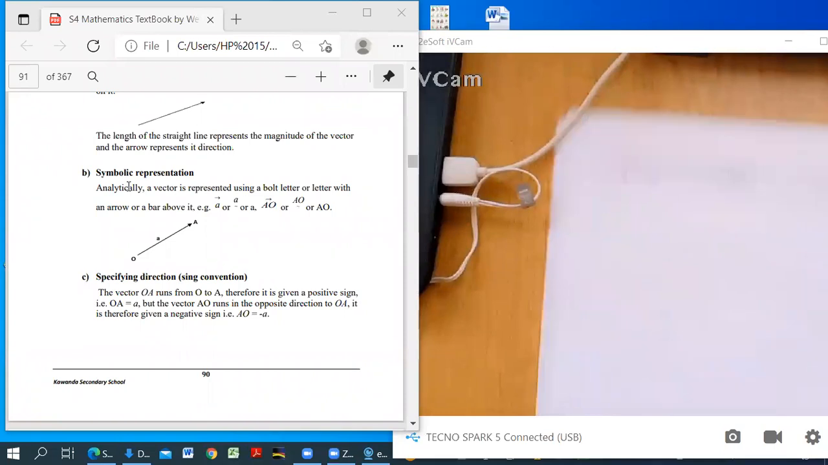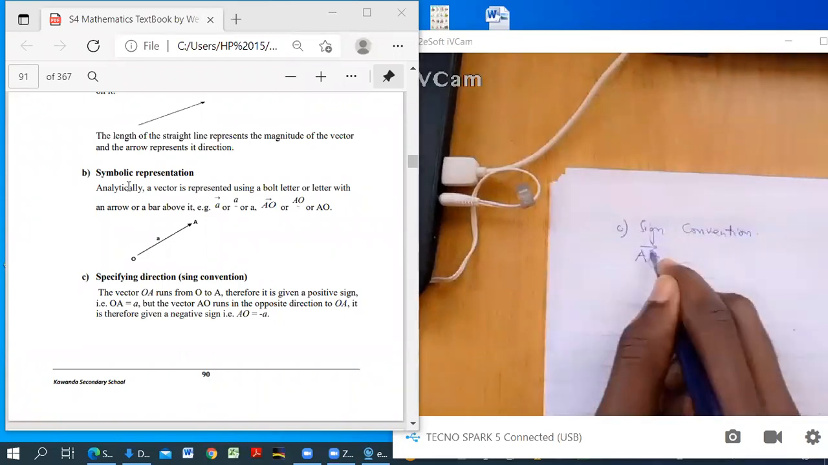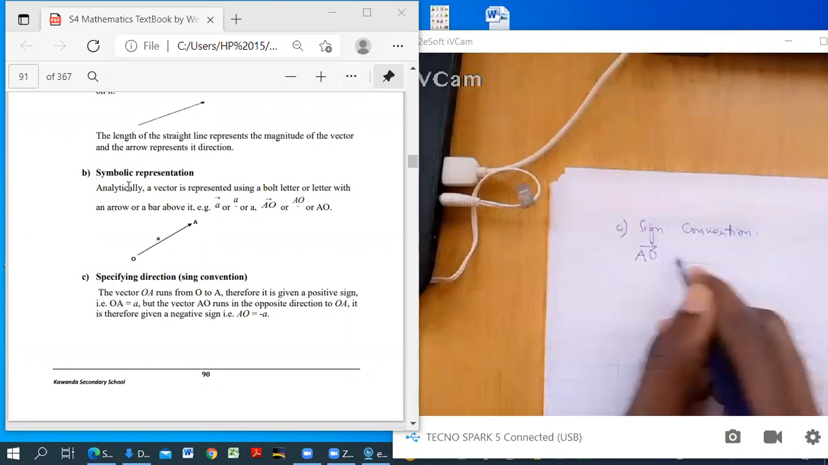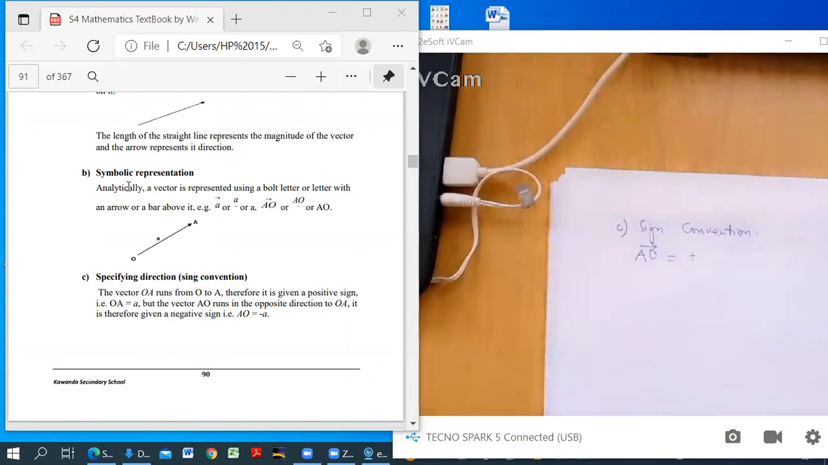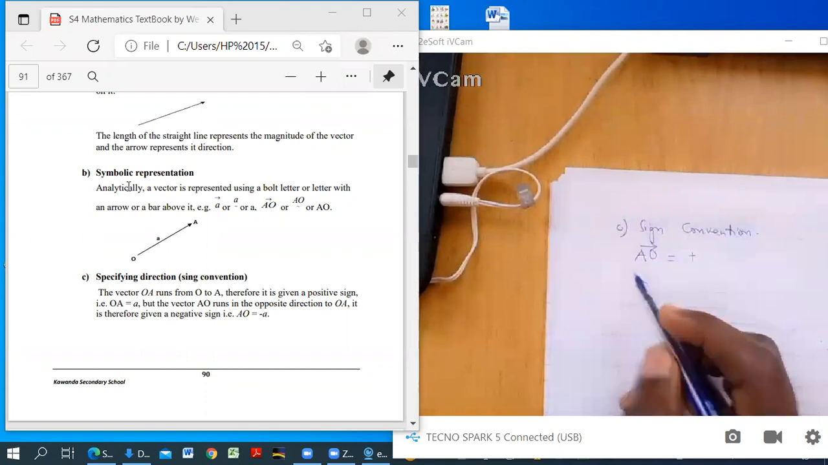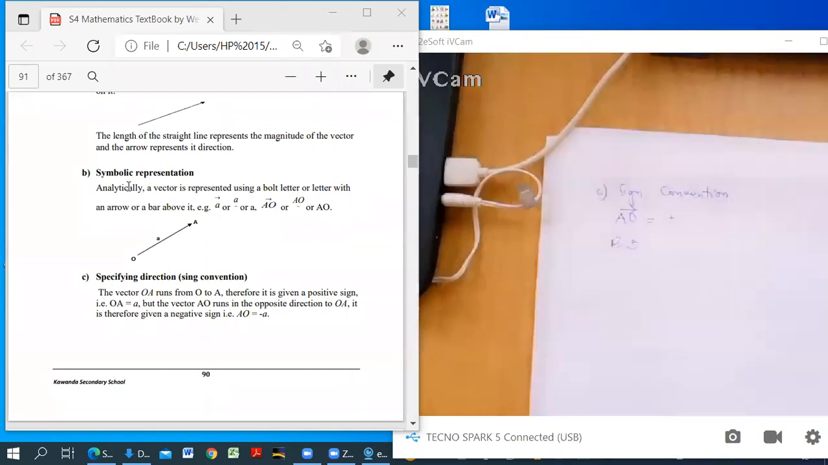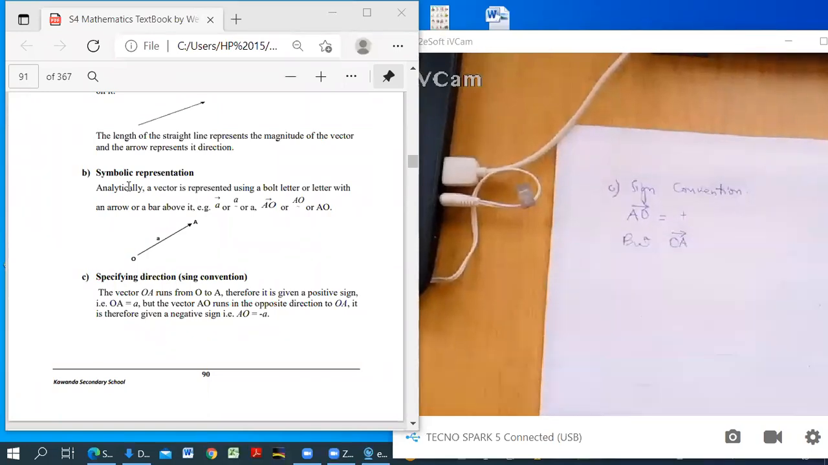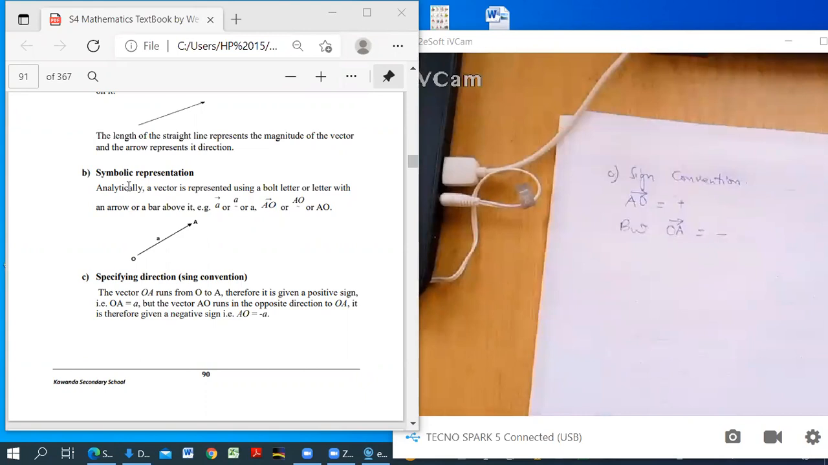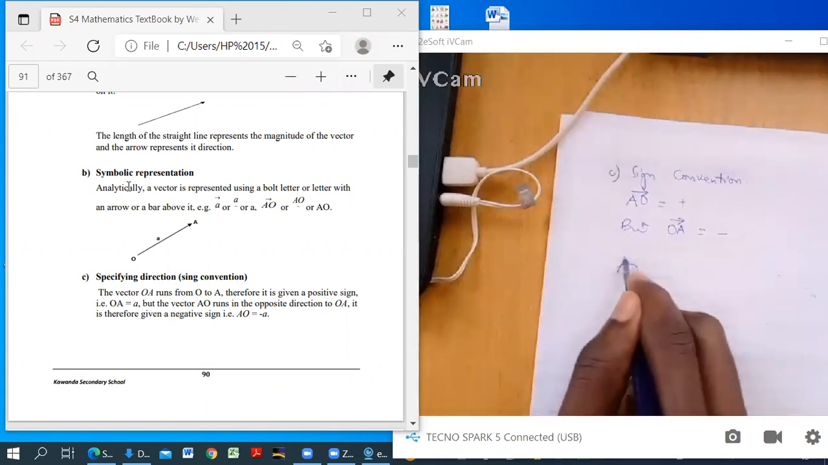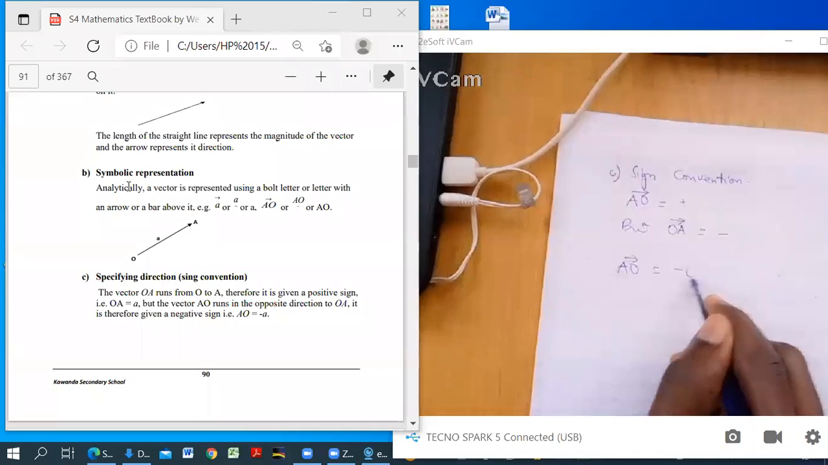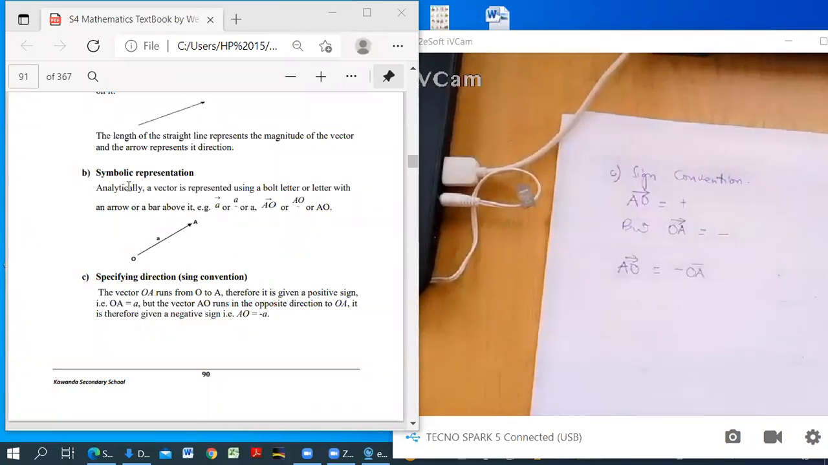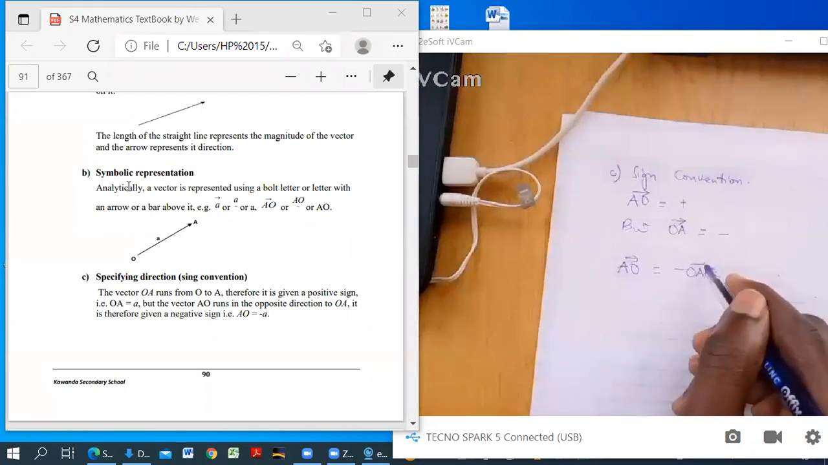So when I write AO, okay? In this case, is it a positive? Are you together? But if I change the direction and I say OA, this one becomes a negative. So in a nutshell, we can just write AO is equal to the negative of OA. Are you together, members?